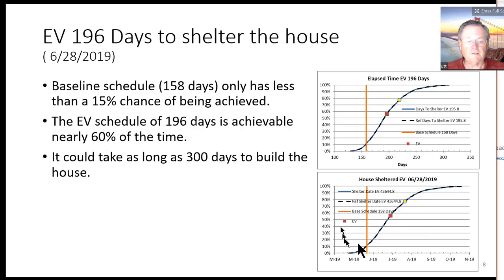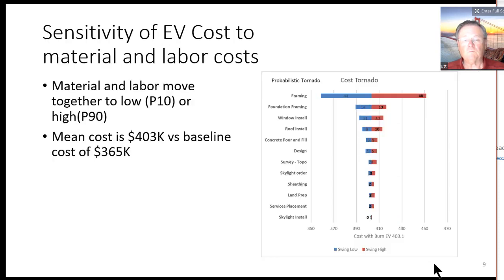And then this graphic is the same, except I've converted these days for the schedule into dates, depending upon what the decision maker wants to think about. We can do something similar for the cost. We have a tornado chart, an EV tornado chart.